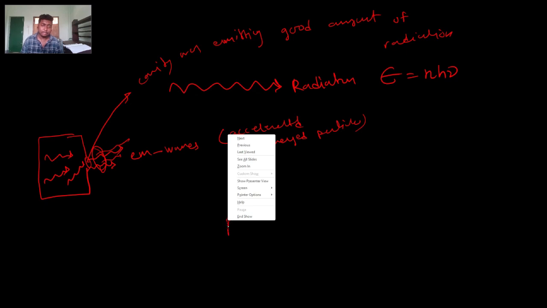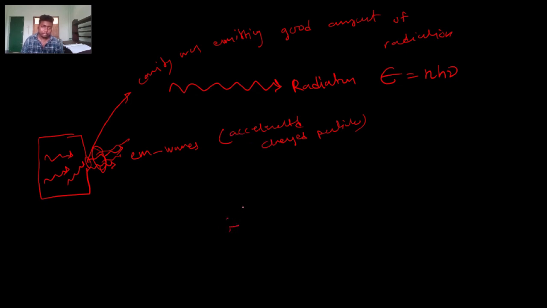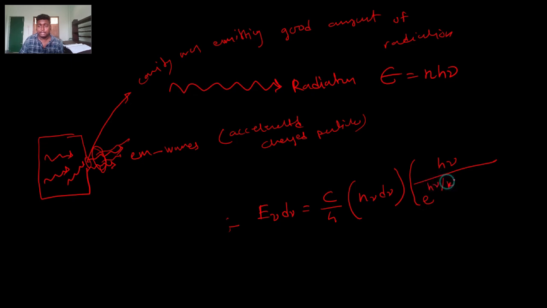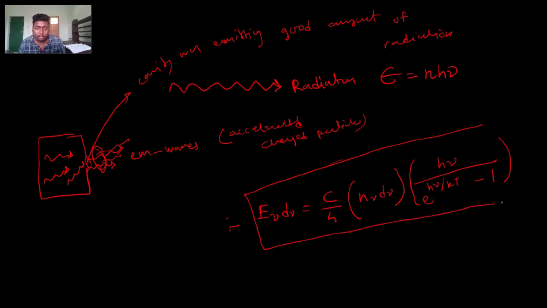That is E nu d nu equals c by 4. It's a constant. c by 4 n nu d nu. Okay, and the next part is h nu by e to the power h nu by kT minus 1. Okay, so what is the meaning of this entire thing?